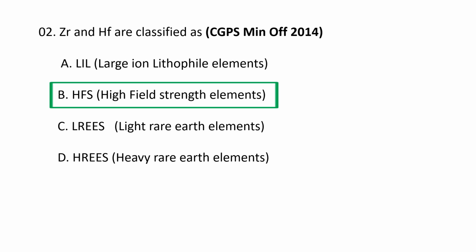In geochemistry, that means they have a high positive charge relative to their ionic radius, causing them to be strongly attracted to negatively charged ions in minerals, and they behave differently compared to the other elements during rock formation processes. So zirconium and hafnium are classified as high field strength elements. B is the correct option.